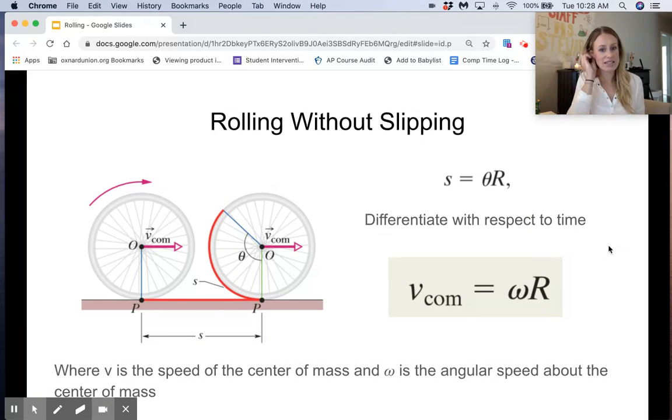So v here is the speed of the center of mass. Omega is the angular speed about the center of mass. And that's going to be the same for someone that's observing it from the outside and someone that's, say, riding this bicycle. They'll observe the same angular speed.